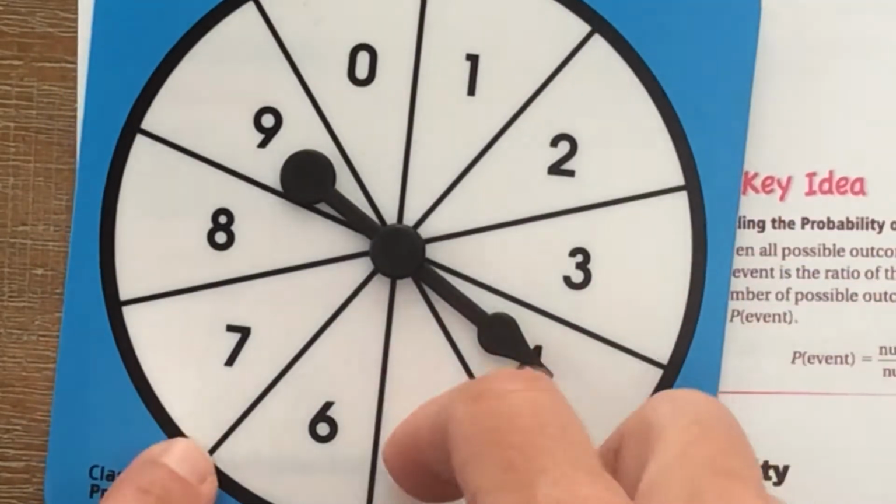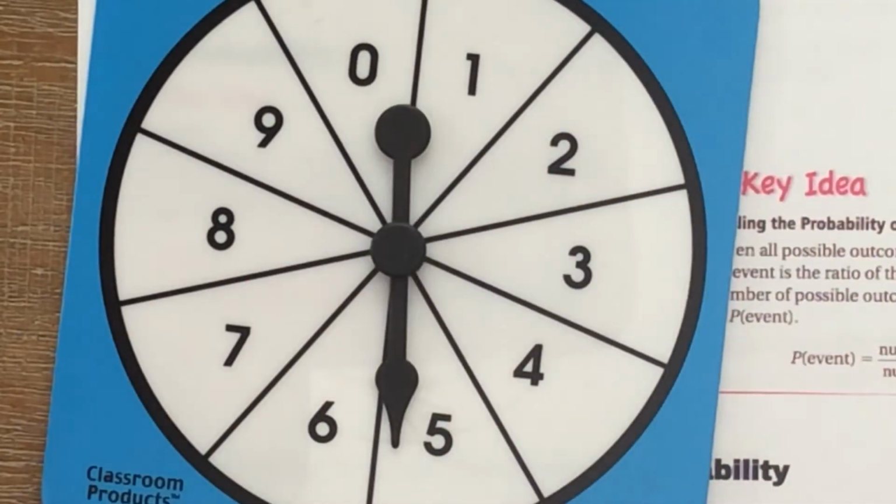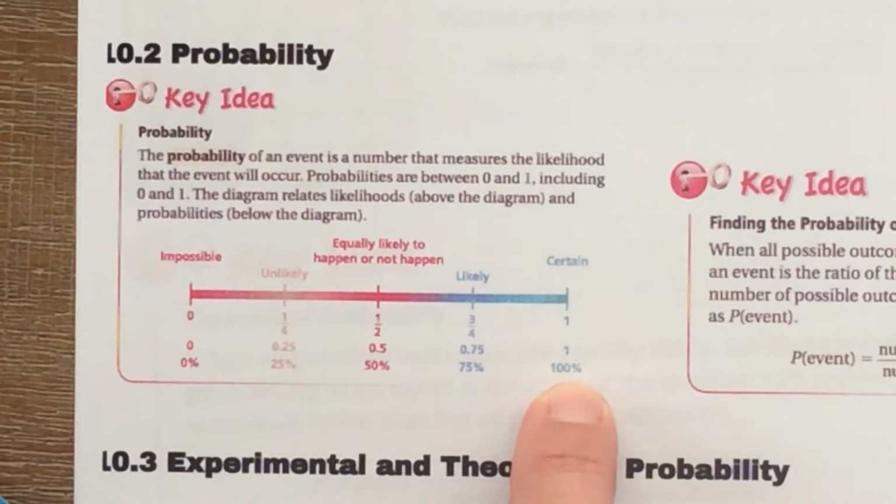If I was to spin my spinner and say, what's the probability that it's going to land on a digit 0, 1, 2, 3, 4, 5, 6, 7, 8, or 9, that's certain because those are the numbers that are there, okay? So it's just a way to measure the likelihood of something to happen.